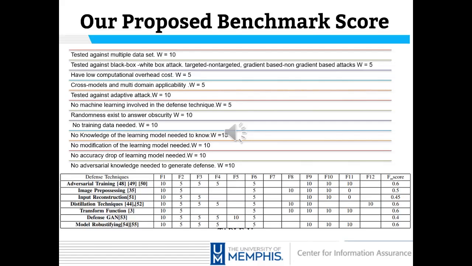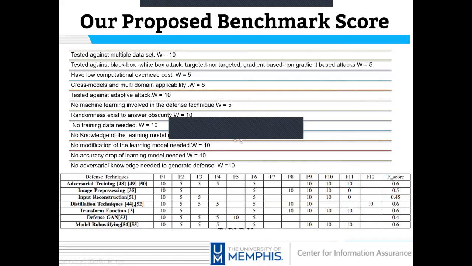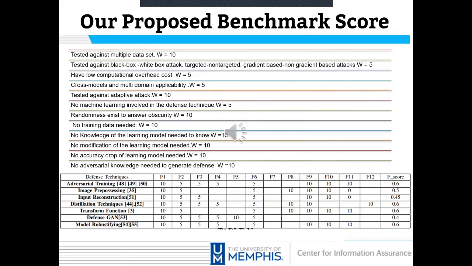We proposed a benchmark score. If a defense technique is tested with multiple datasets, it will weigh 10. If it is tested against black box, white box, targeted and non-targeted attacks, it will weigh 5. If it has a low computational overhead cost, it will weigh 5. If it has cross-model and multi-domain applicability, it will weigh 5. If it is tested against adaptive attacks, it will weigh 10. If no machine learning is involved in the defense technique, it will weigh 5. If randomness exists to avoid obscurity, it will weigh 10. If no training data is needed, it will weigh 10.